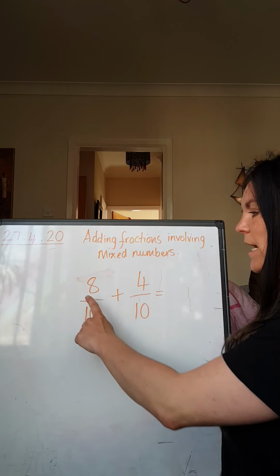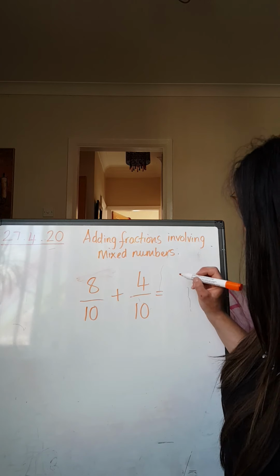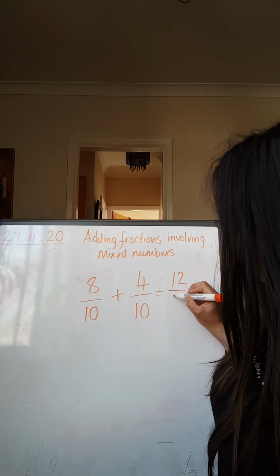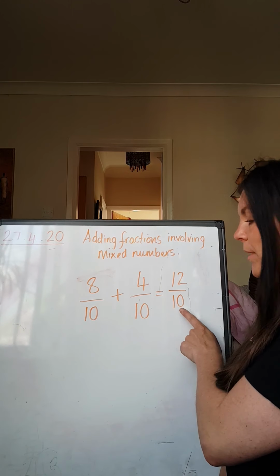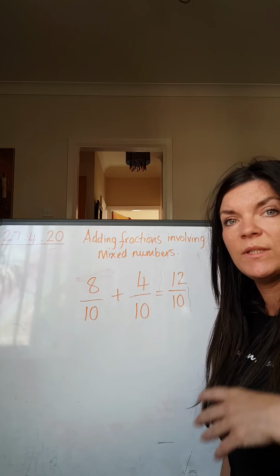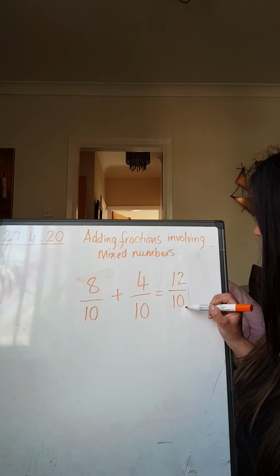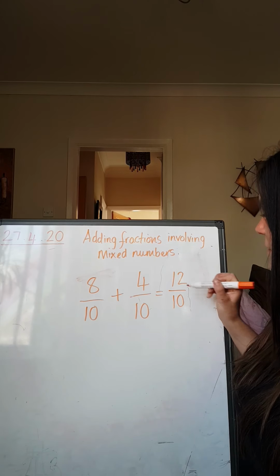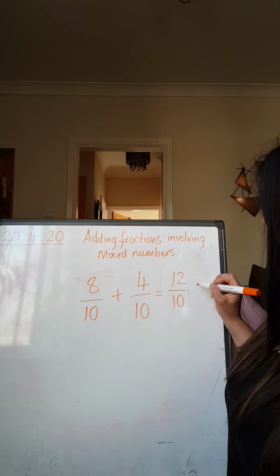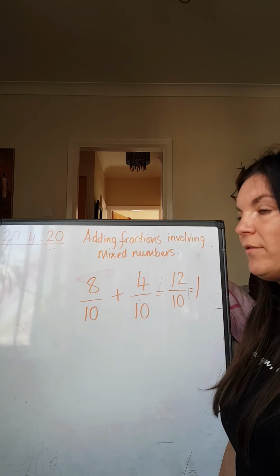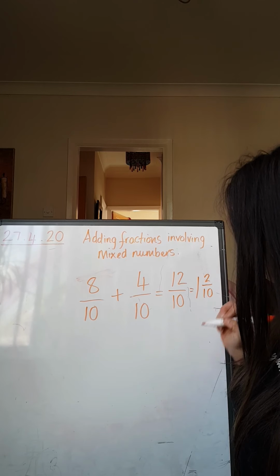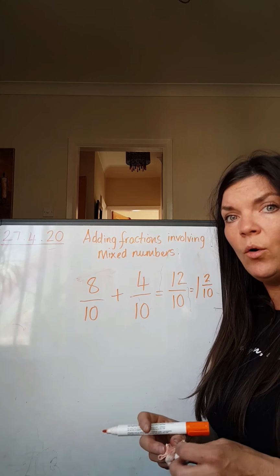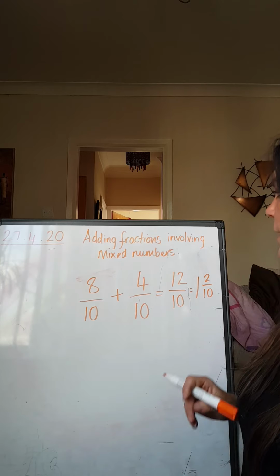Now I can go for it. 8 add 4 is 12. 12/10. Now, am I finished? No, because the number at the top is bigger than the number at the bottom, so it's improper. So I can do a little divide. How many 10s can I fit into 12? I can fit 1. So I've got 1 whole and 2/10 left over. I hope that's made it a little bit easier for you, okay?